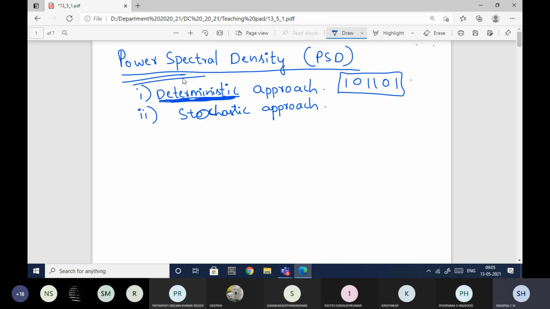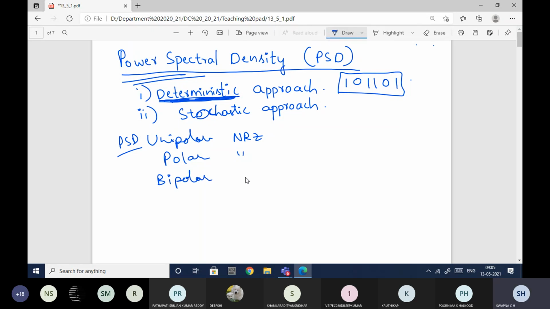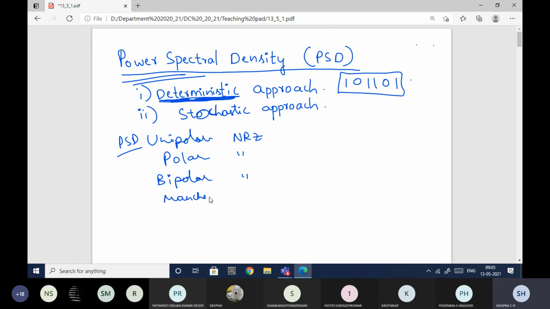In the stochastic approach, as I have told you, we need to calculate the power spectral density for unipolar NRZ, polar NRZ, bipolar NRZ, and Manchester encoding. For all these four, we need to calculate the power spectral density. As I've already explained, it describes how the power of a signal is distributed over frequency. That will be given by this PSD.